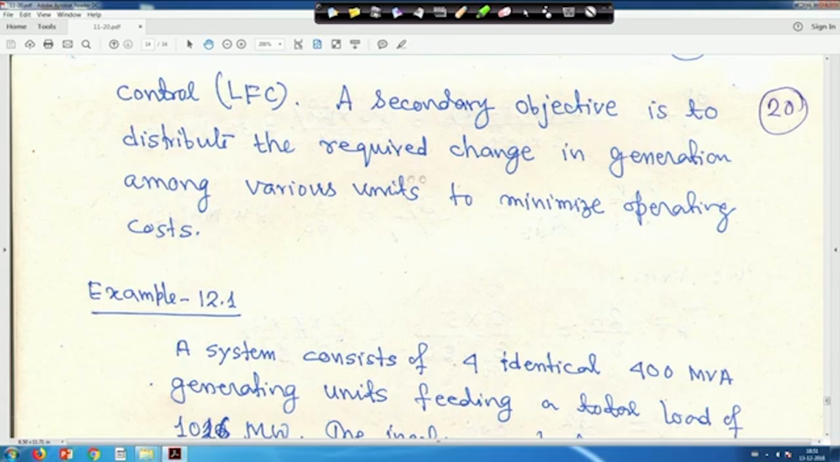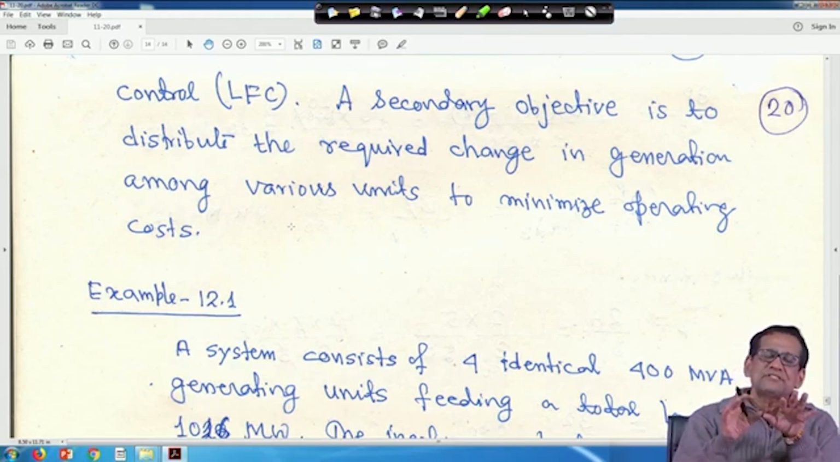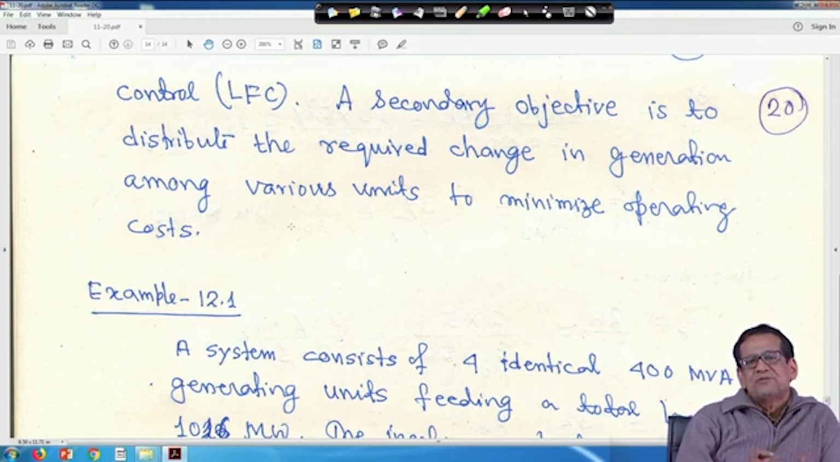A secondary objective is to distribute the required change in generation among various units to minimize operating cost. The idea is something like this: when economic load dispatch is not there, automatic generation control is equal to load frequency control. But suppose you have a few interconnected control areas, and in a particular area there is an increase of load demand of say 100 megawatt, and you have 3 or 4 different generating units. From economic load dispatch you know that to minimize the fuel cost, you have to optimally distribute that 100 megawatt among all the generators such that your fuel cost is minimum.